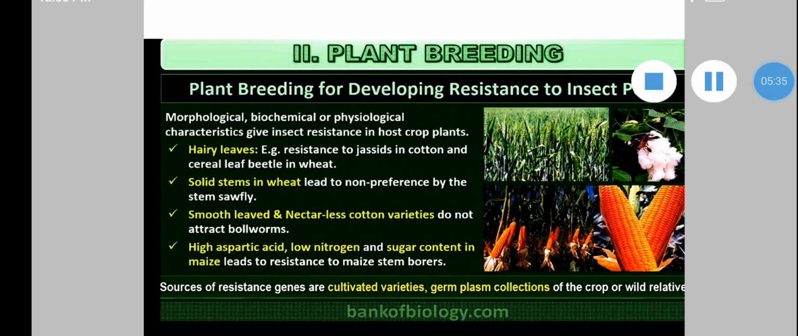Plant breeding for developing resistance to insect pests. Development of morphological characters like hairy leaves in cotton and wheat develops resistance from jassids and cereal leaf beetle. Beetle leaf means khane ka patta, respectively. Solid stem in wheat leads to resistance to stem borers. Biochemical characters provide resistance to insects and pests. For example, high aspartic acid and low nitrogen and sugar content in maize lead to resistance against stem borers. The nectarless cotton having smooth leaves develops resistance against bollworms.